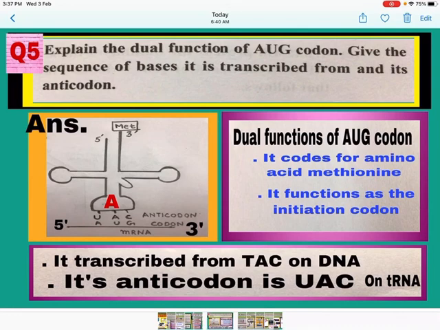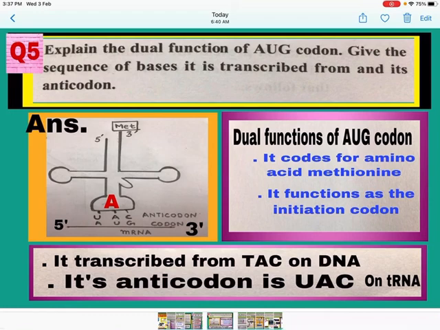The dual function of AUG codon are: 1. It codes for amino acid methionine. Second, it functions as initiation codon, means it initiates or starts the translation process. Part 2 of the question, give the sequence of bases it is transcribed from, as transcription takes place from DNA to messenger RNA. So, for given codon AUG, the base sequence on DNA will be TAC.